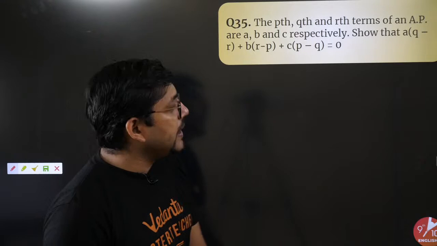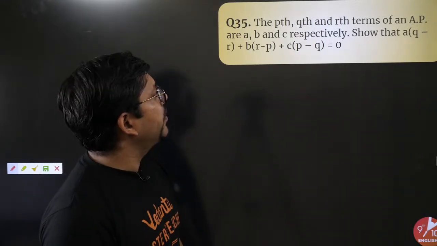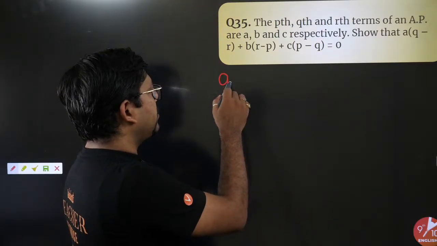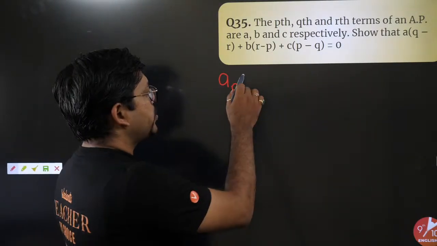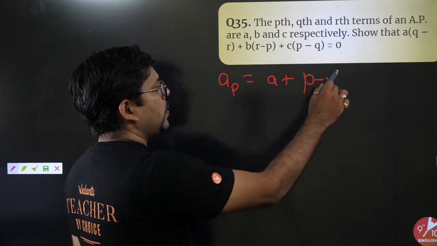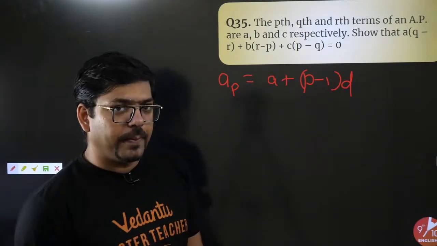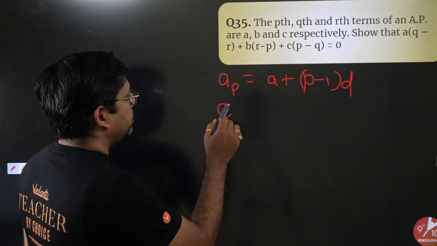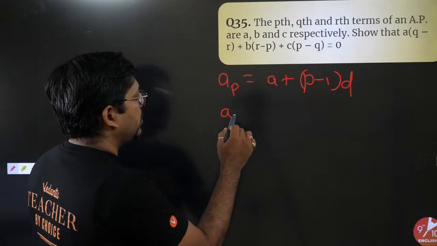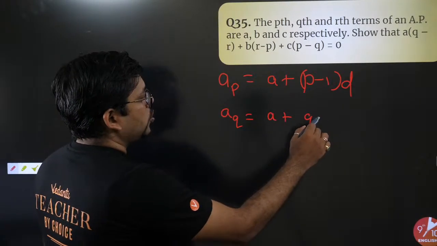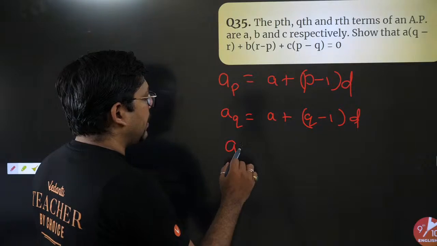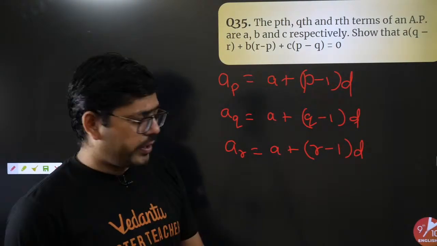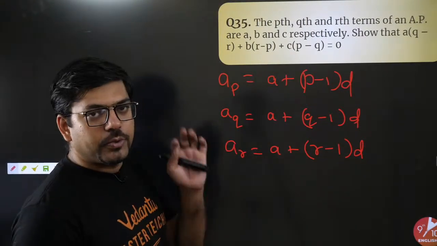Question says if pth term, qth term and rth term of an AP are a, b and c respectively. So pth term can be written as a_p equals a plus (p minus 1) into d. You all would agree on that? Fine. Then you have a_q, which is the qth term, a plus (q minus 1) into d. And then you have the rth term, a plus (r minus 1) into d. That's great. Okay, cool. We have got the pth term, qth term, rth term.